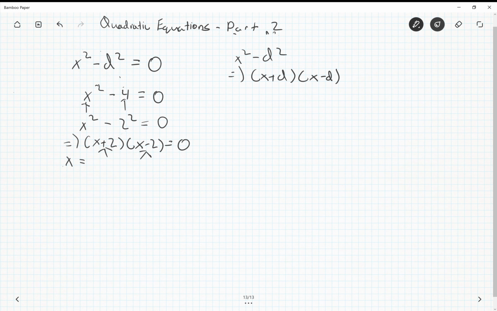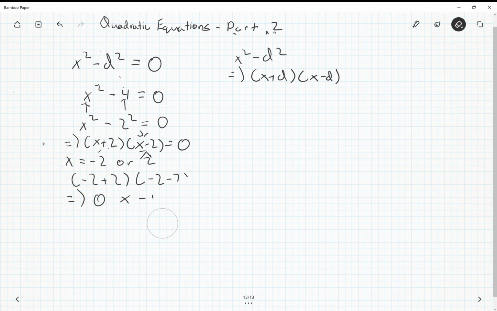and for x plus 2 to be 0, x must equal -2. So x either equals -2, or, in this term, for x minus 2 to be 0, x must be +2. So x equals -2 or +2 in order for that to equal 0, and we can just substitute it. So if we do -2 plus 2 times -2 minus 2 equals 0, that would then equal 0 times -4, which equals 0. So therefore -2 works as one solution.